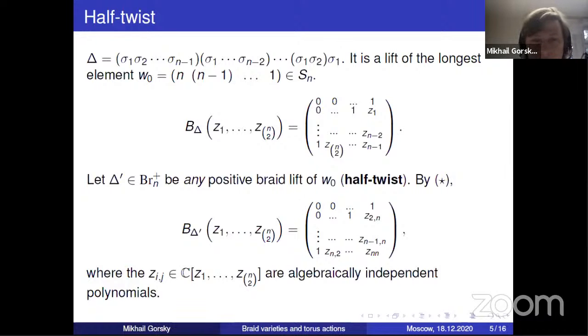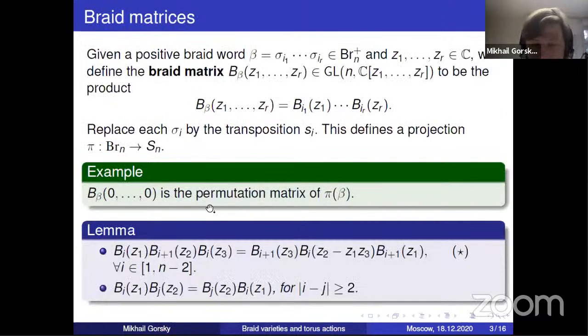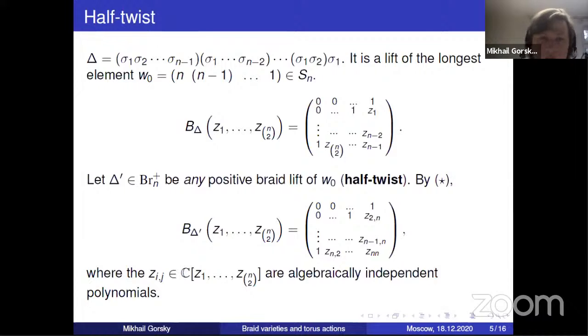Now assume that we took a different braid word such that it is also a lift of the same permutation, which is usually called the half twist. Then by going back to this property, hopefully you see my pointer, we see that the product should be a matrix more or less of the same form, but you do some change of variables each time you perform a braid move. And you know that all reduced expressions like delta and delta prime are related by a sequence of braid moves, like i, i+1, i, to i+1, i, i+1, and the other way around. And so the matrix also has a similar form, but the entries can be quite different, and they are some algebraically independent polynomials in our original variables.